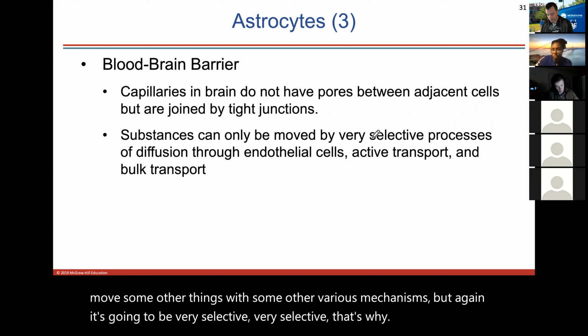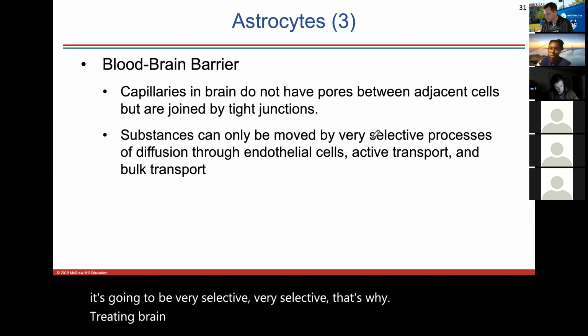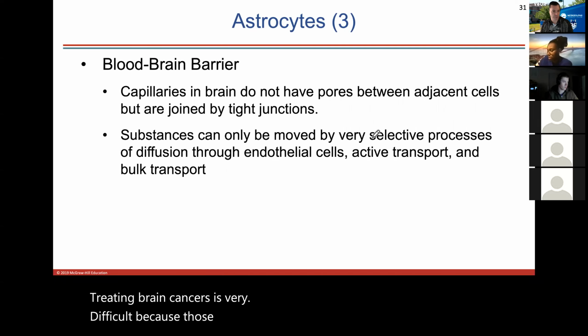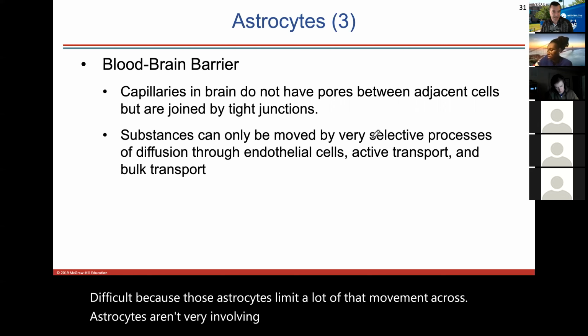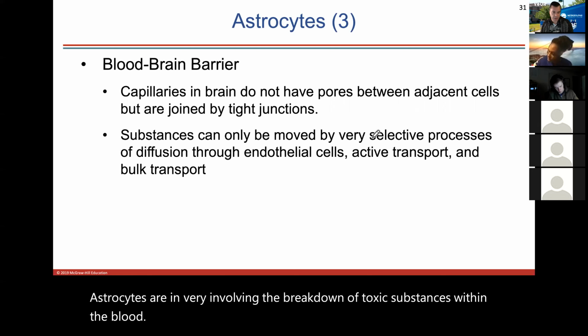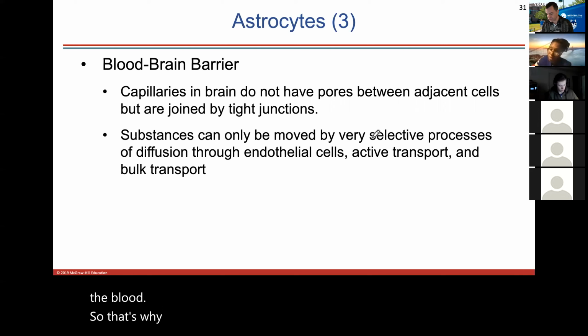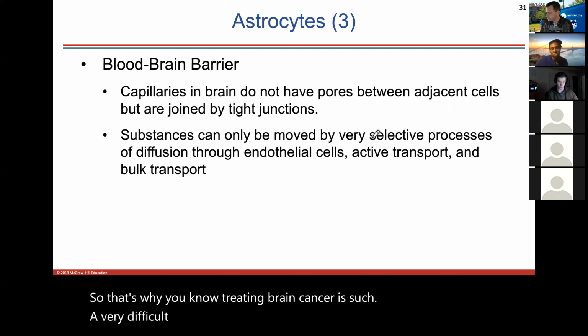That's why treating brain cancers is very difficult, because those astrocytes limit a lot of that movement across. Astrocytes are very involved in the breakdown of toxic substances within the blood. So that's why treating brain cancer is such a very difficult, arduous process to do.